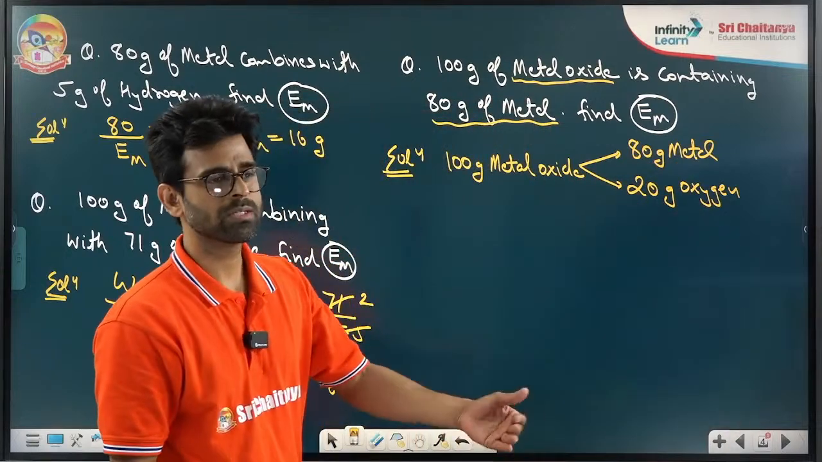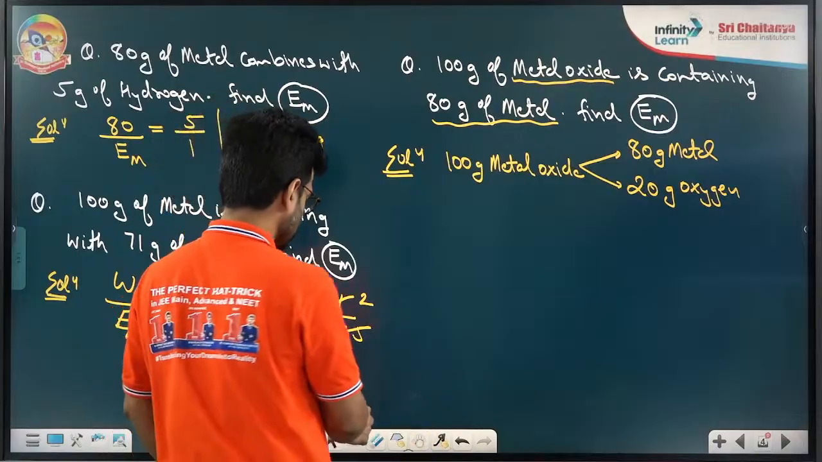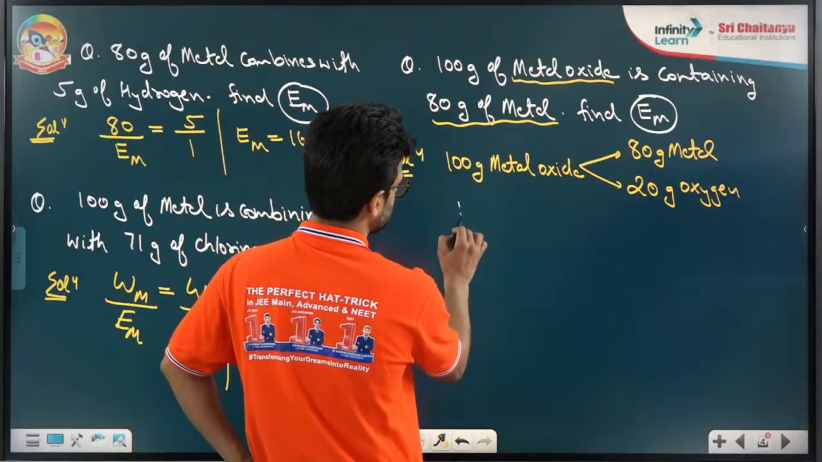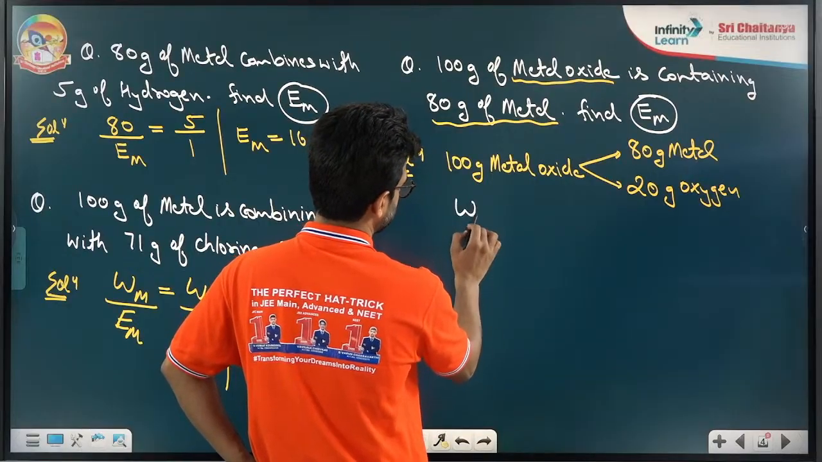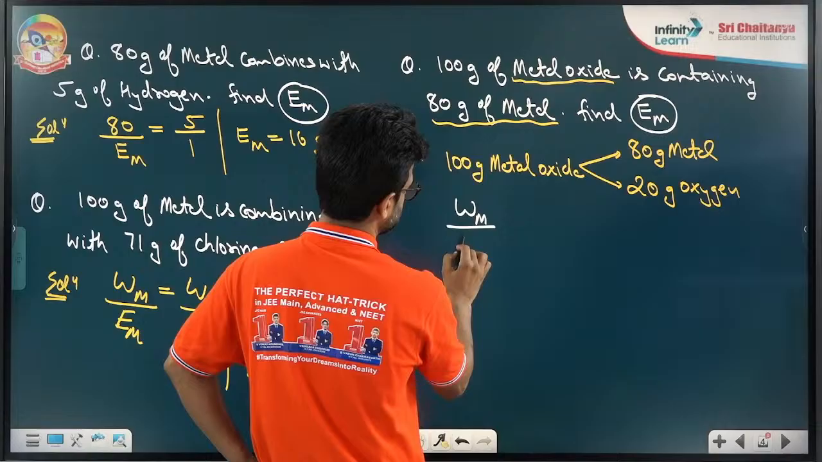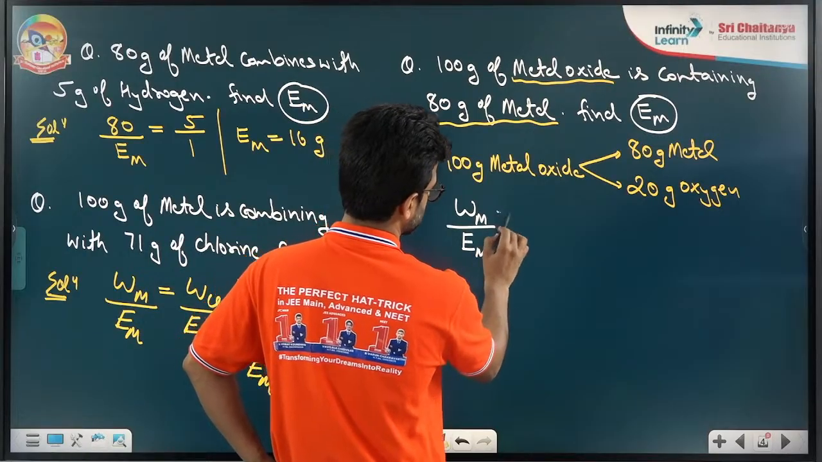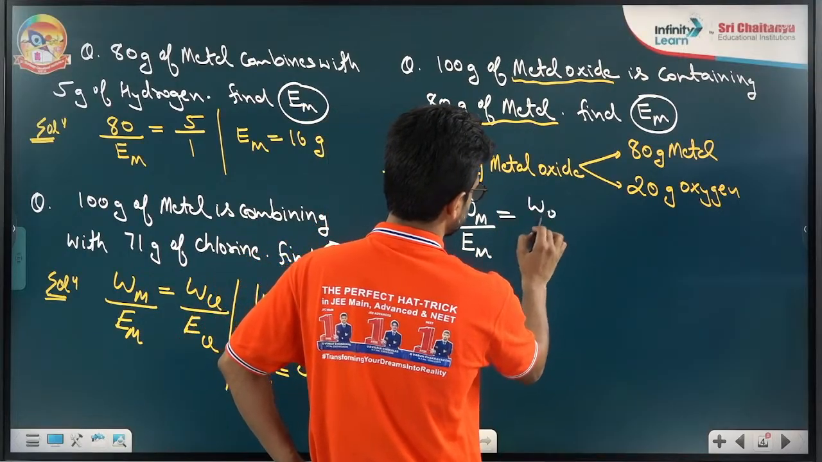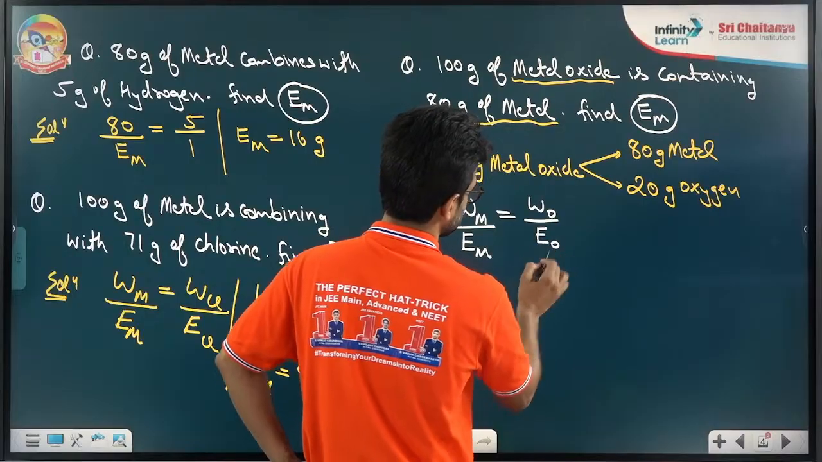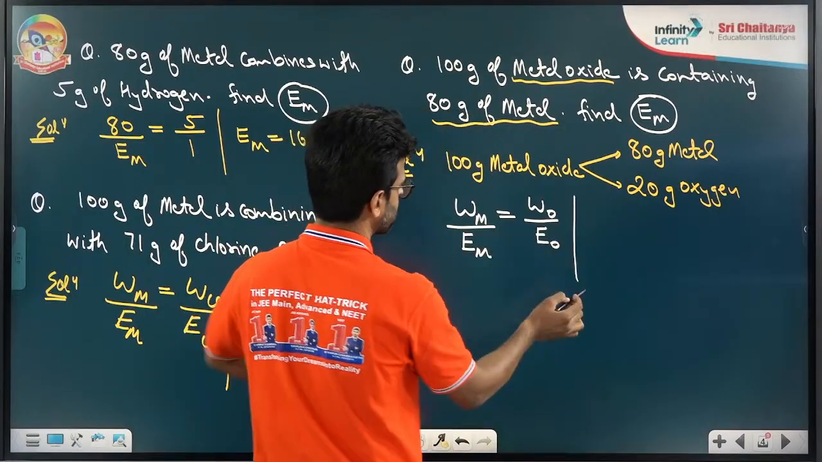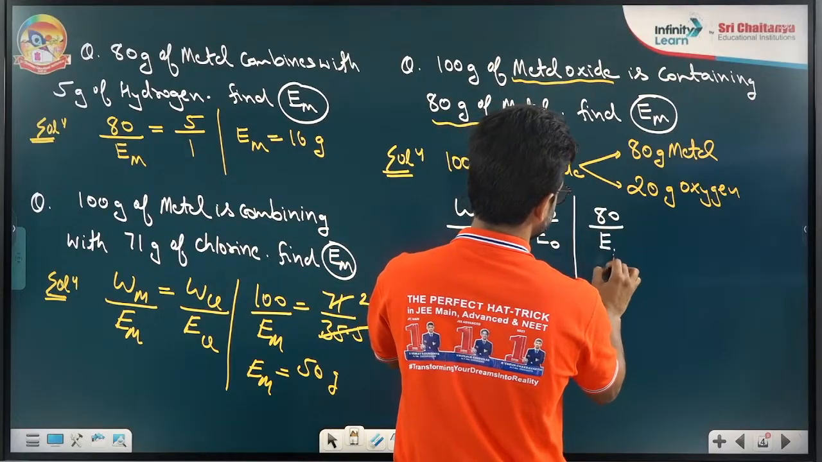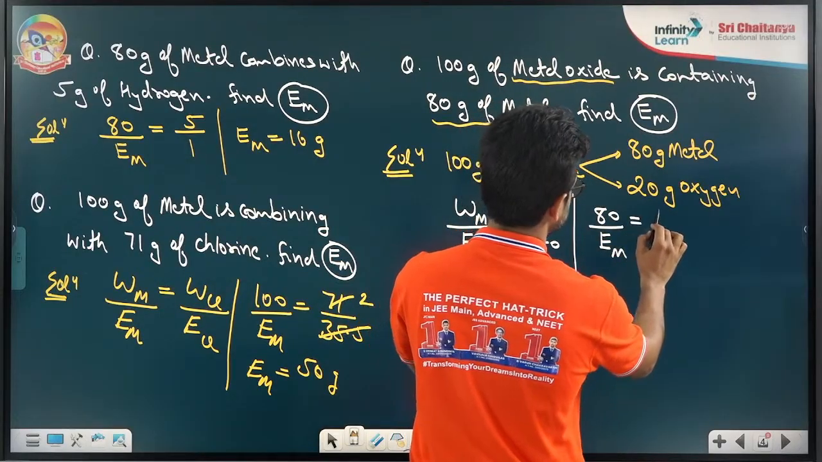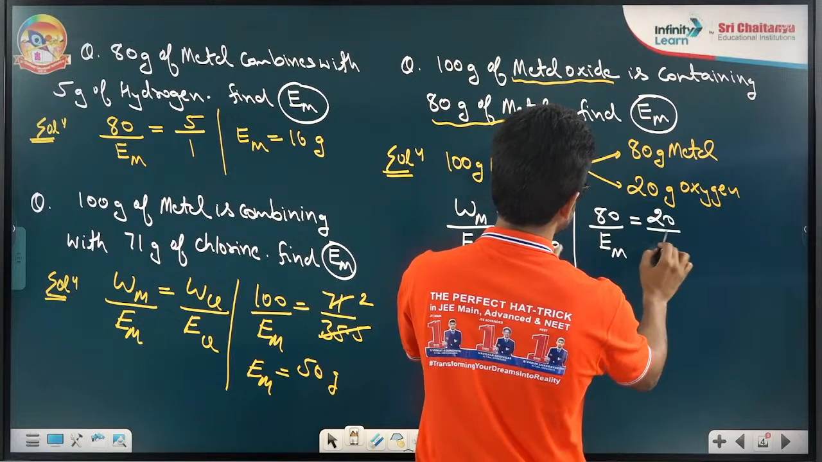So I can apply here that the weight of metal divided by equivalent weight of metal equals the weight of oxygen divided by equivalent weight of oxygen, right? We can apply this one. Weight of metal 80 divided by EM equals weight of oxygen 20 divided by EO, how much?